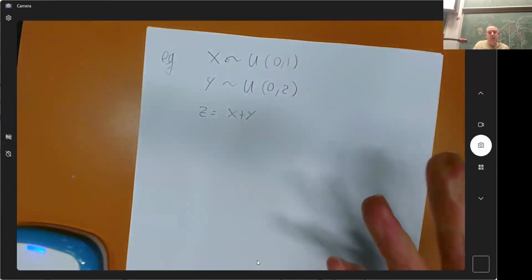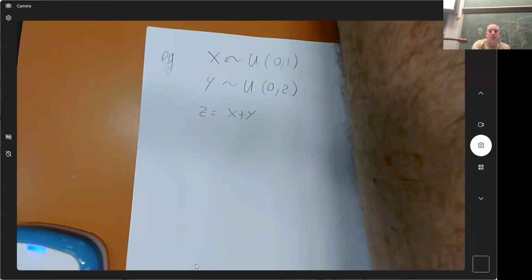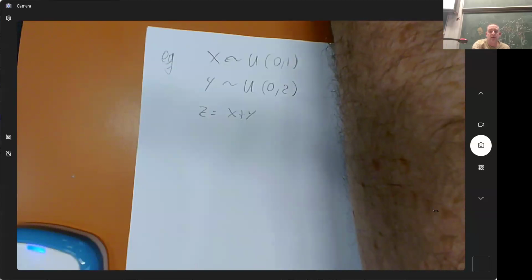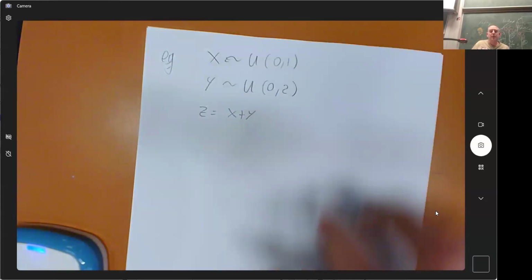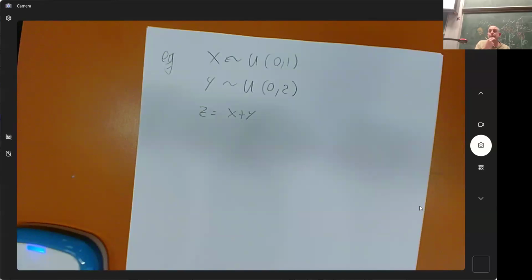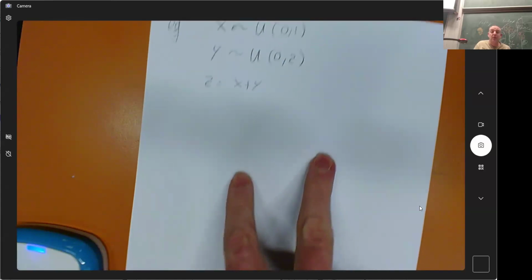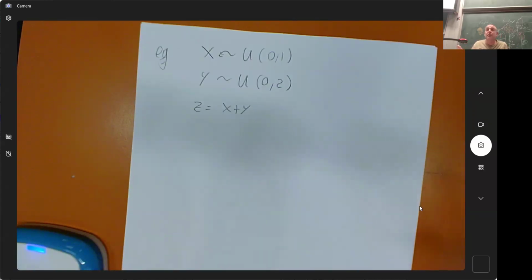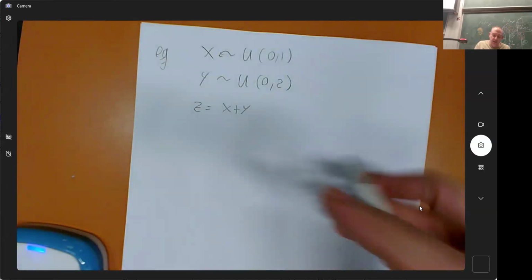So we randomly pick a number between 0 and 1. And we randomly pick a number from 0 to 2. And we add them together and we get Z. Okay. And I can in fact do the PDF of Z from this information. So these are linked distributions. Z is a two variable sort of thing.